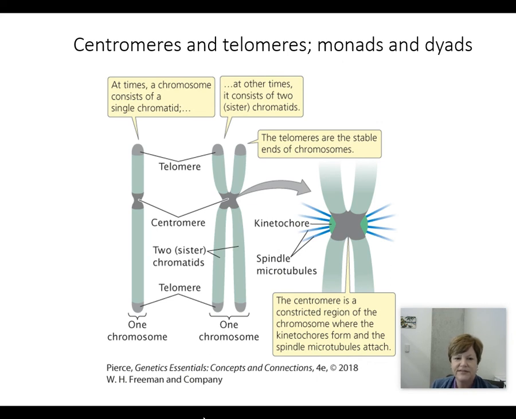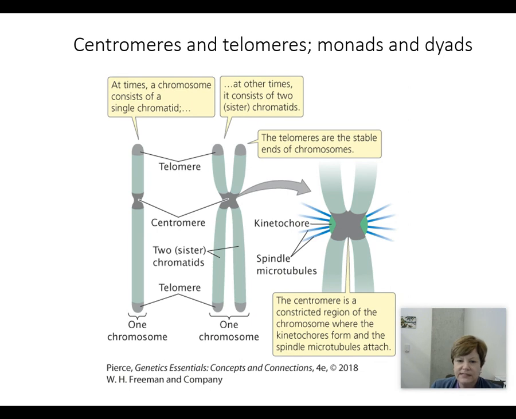And chromosomes have these locations on them. The centromere is kind of a midsection. Sometimes it's a little bit pinched in there. It's really part of the DNA itself. And the telomeres are the ends. So a monad chromosome has 1 centromere and 2 telomeres. A dyad chromosome has 1 centromere and 4 telomeres.